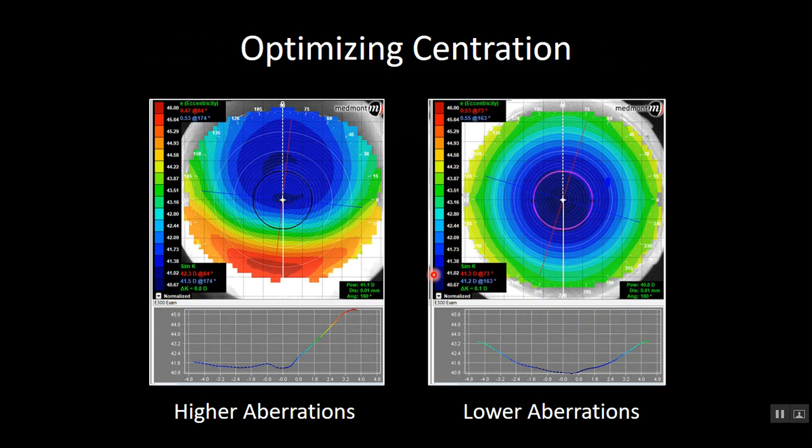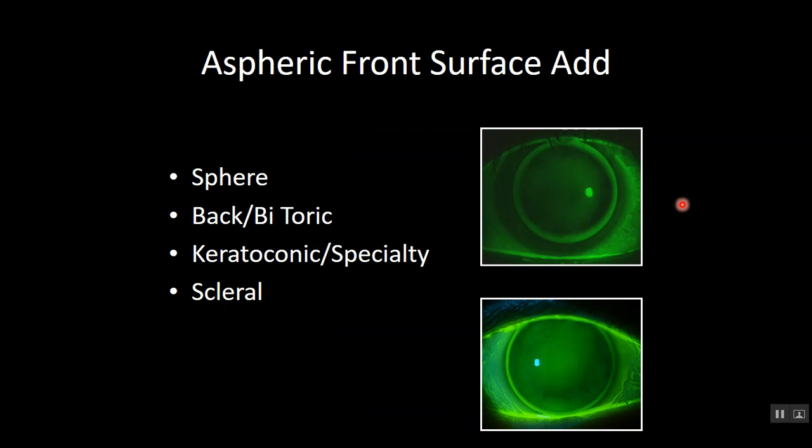If we optimize centration, we reduce the aberrations from a decentered lens. We create the lowest aberrations when those lenses are on the visual axis or geometrically centered, if they're centered to our eye as best we can. Now, an aspheric multifocal can be added to the front surface of any of the standard precision or cardinal lenses. So on a single vision lens, if your patient is transitioning to presbyopia, we can add that multifocality to their present parameters if they're well centered.